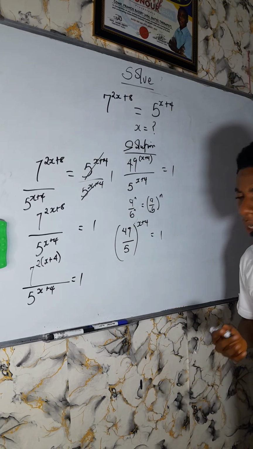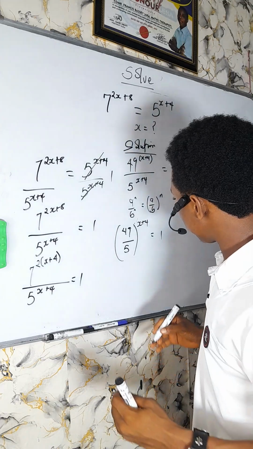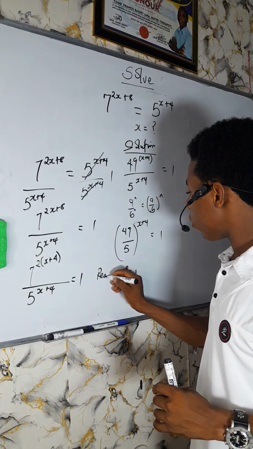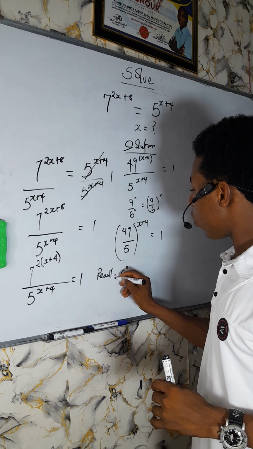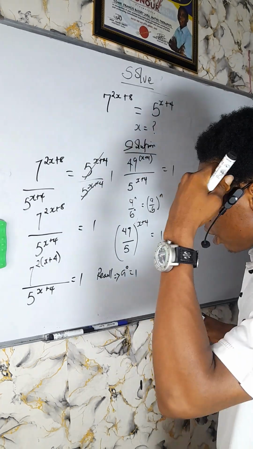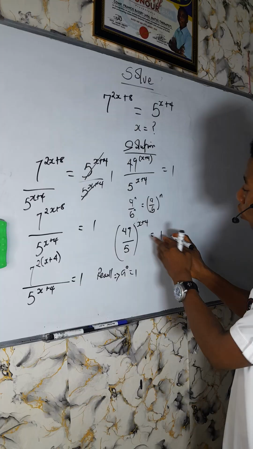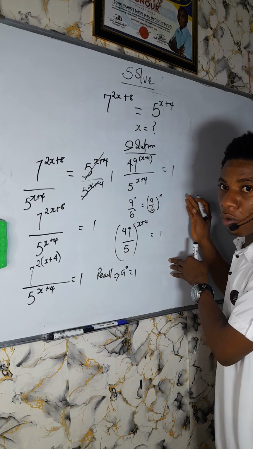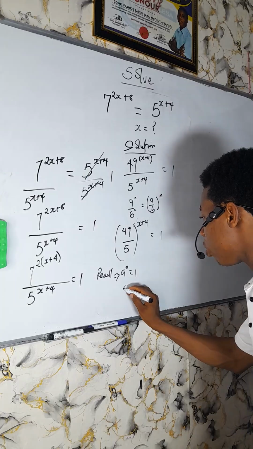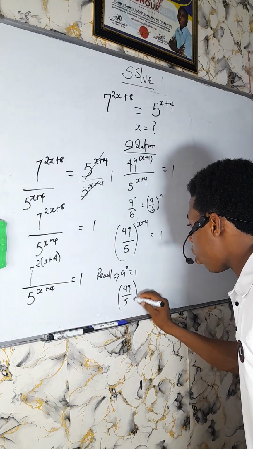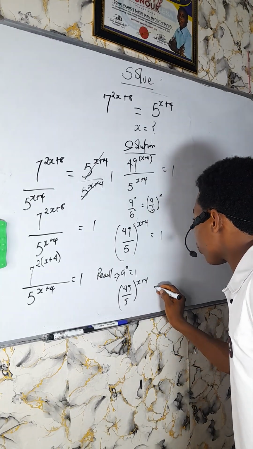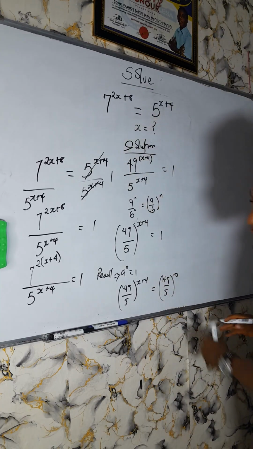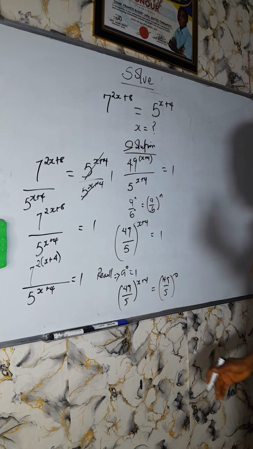1. Now, another law in indices says that anything raised to the power of 0 is 1. So we recall that anything raised to the power of 0 is 1. That means we raise 49 over 5 on the right hand side to the power of 0, which is still equal to 1. So this is 49 over 5 all raised to the power of x plus 4 equals 49 over 5 all raised to the power of 0. Of course, the right hand side is equal to 1. You get?